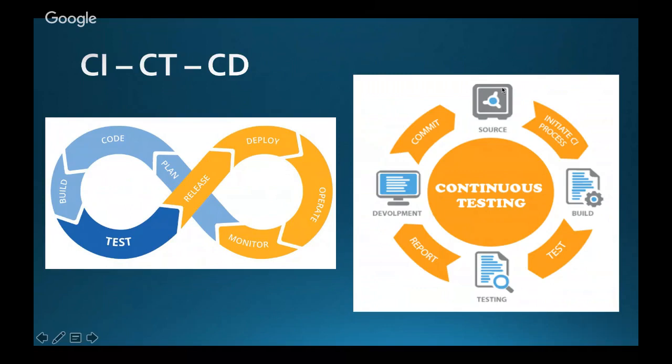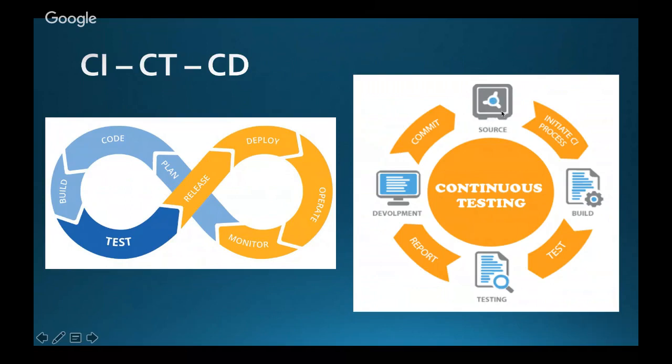Now we talk about continuous testing. In continuous testing, we have the testing taking place. This testing can be functional testing, performance testing, automation testing, manual testing, any kind of testing. As part of testing, test reports are created or defects are reported to the development team. The development team goes ahead and provides a fix. They make code changes and commit to the source code.